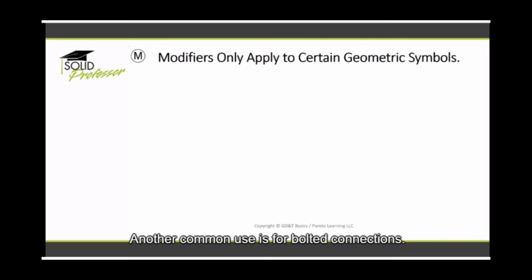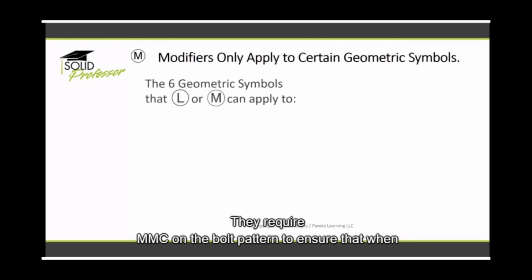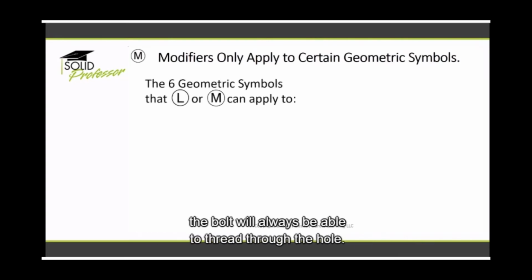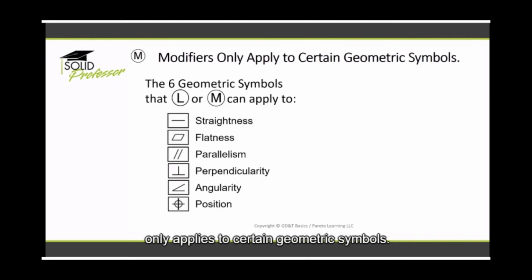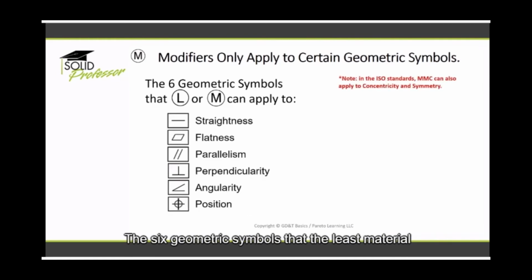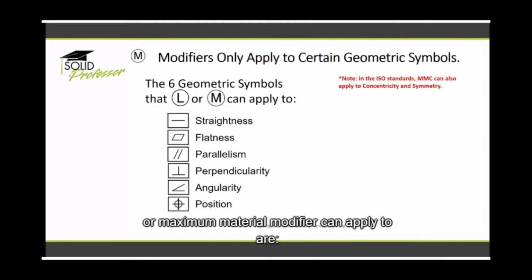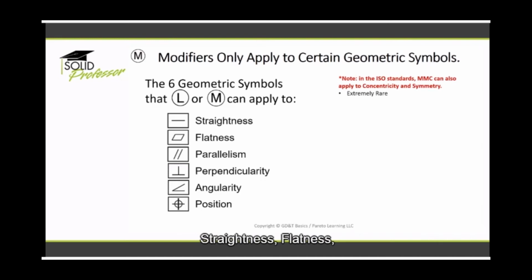It only applies to certain geometric symbols. The 6 geometric symbols that the least material or maximum material modifier can apply to are straightness, flatness, parallelism, perpendicularity, angularity, and position. And a special note, in the ISO standards, MMC can also apply to concentricity or symmetry. This is, however, extremely rare, and this can be accomplished with position in the ASME standard.